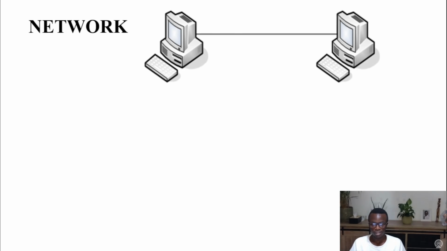Here we have a small network where two computers are connected together. Here we have two desktops which are communicating. It means that between these two computers we have what we call a network, because they are communicating and connected together. So here we have a deeper explanation.